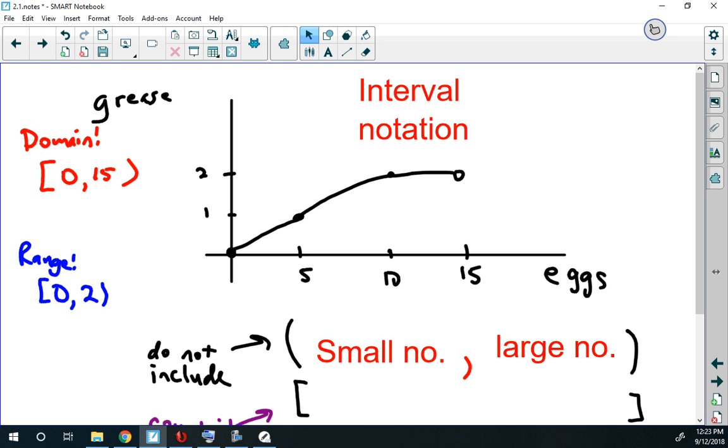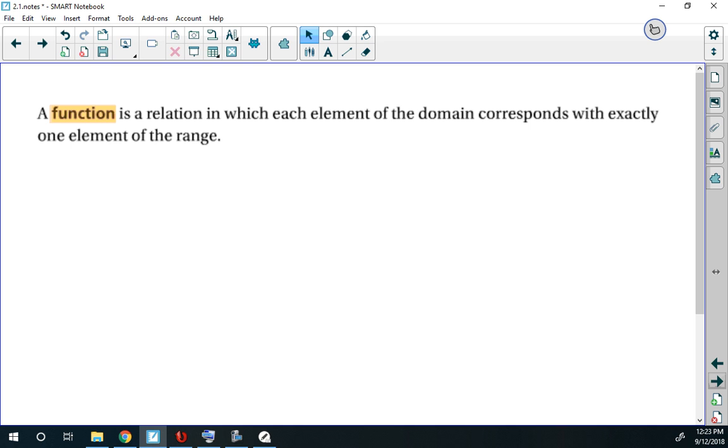Good. All right. Moving right along then, we say a function is a relation in which each element of the domain corresponds with exactly one element of the range. I've seen that definition hundreds of times, and it's never made much sense to me. If you take pre-calculus, they talk about this idea of being one-to-one, meaning each element of the input has one element of the output.